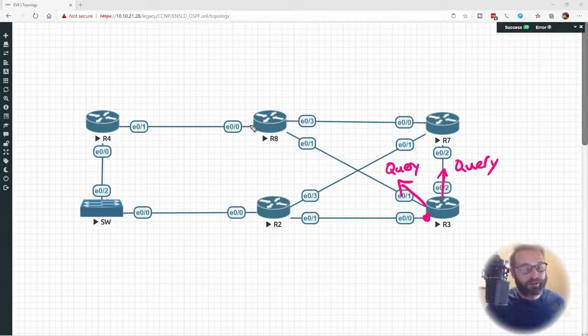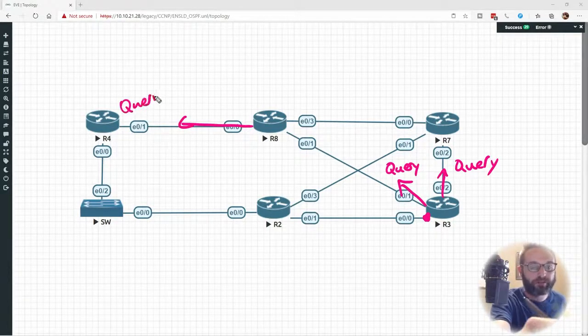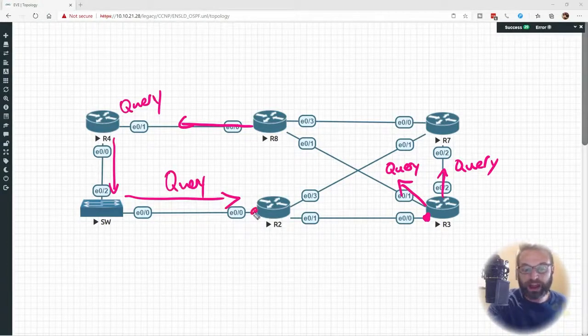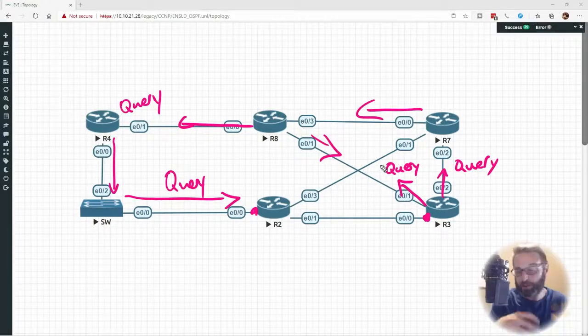And because this is routing by rumor, they're going to keep sending queries to each other until a resolution has been reached. So queries are going to go out this way, a query might come back out this way, and the thing with a query is a router must reply to one of the queries once it receives one. It either has to say, I know how to get there, or I'm going to find out how to get there.